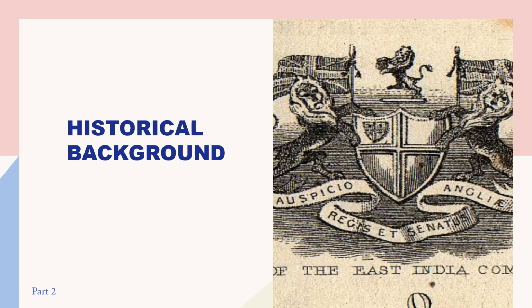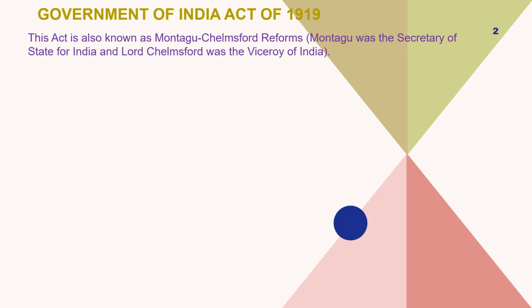Let us discuss the historical background of our constitution. Government of India Act of 1919. This act was also known as the Montagu-Chelmsford Reforms. Montagu was the Secretary of State for India and Chelmsford was the Viceroy of India at that time. This act relaxed the central control over the provinces by demarcating and separating the central and provincial subjects.